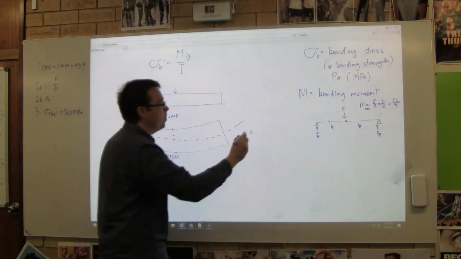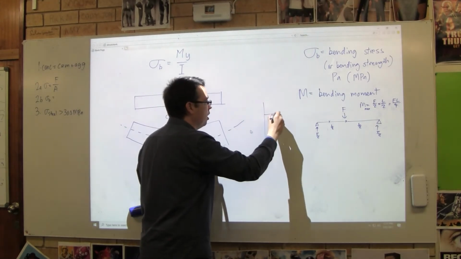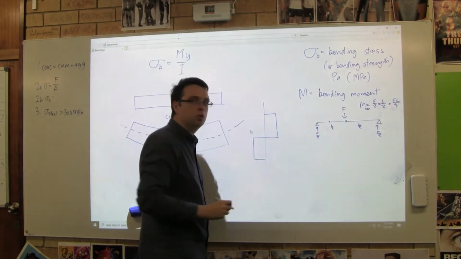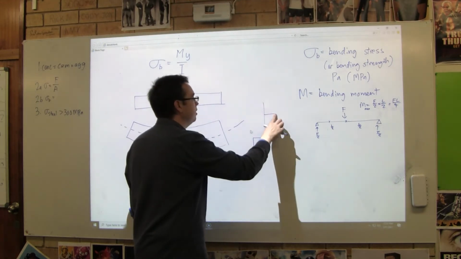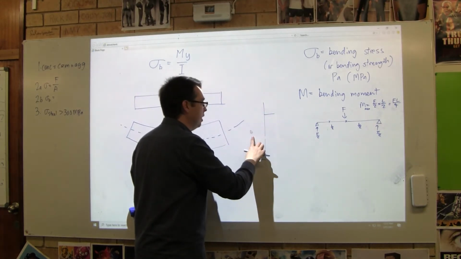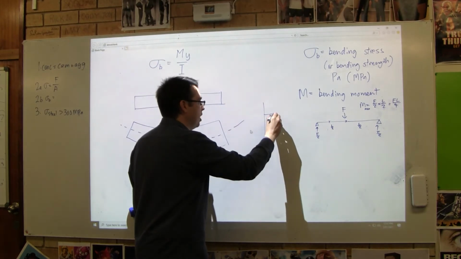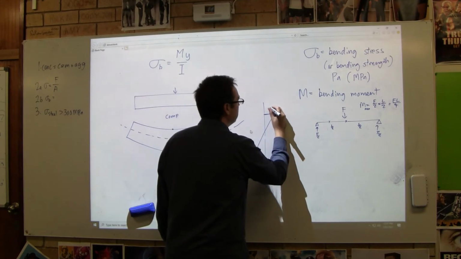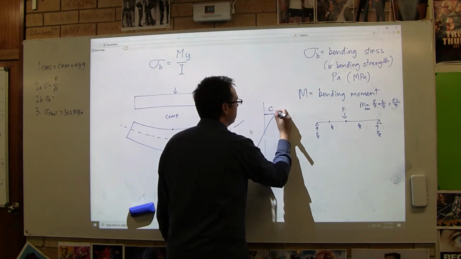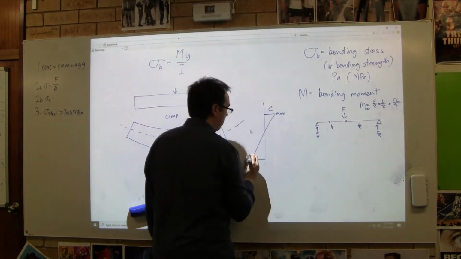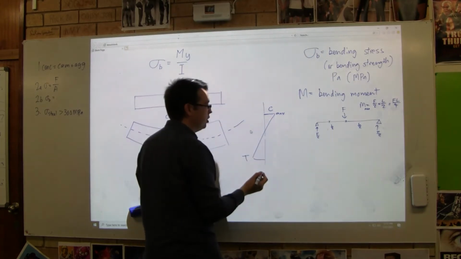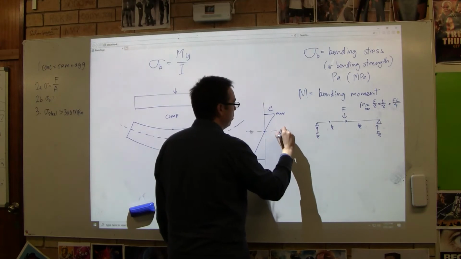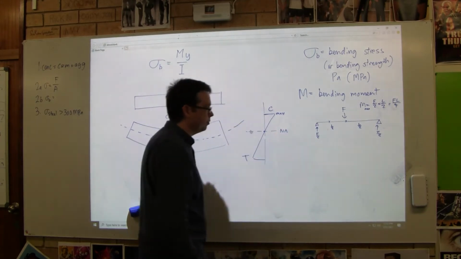It doesn't go like this. Compression, compression, compression, swap, tension, tension, tension. It doesn't do that. What it actually does is that the top bit of timber is under the maximum compression. This top part of the timber is under maximum compression. And this bottom part is under maximum tension. And then somewhere in the middle is what we call the neutral axis.